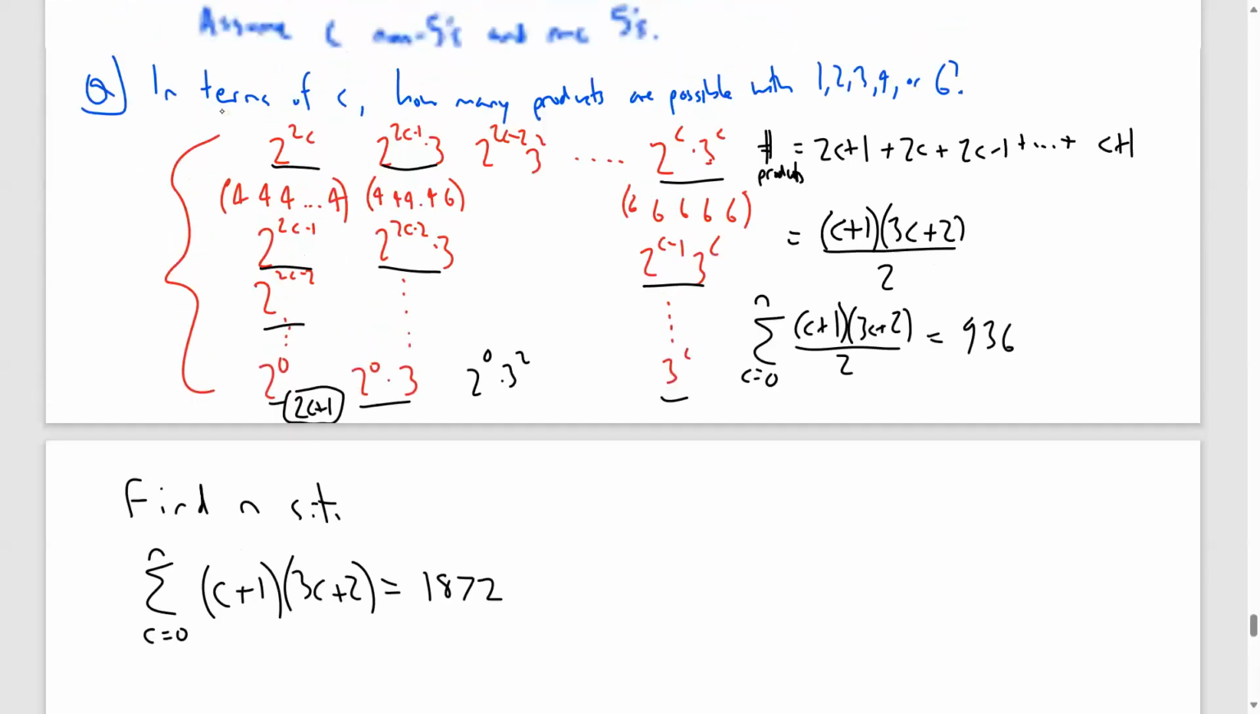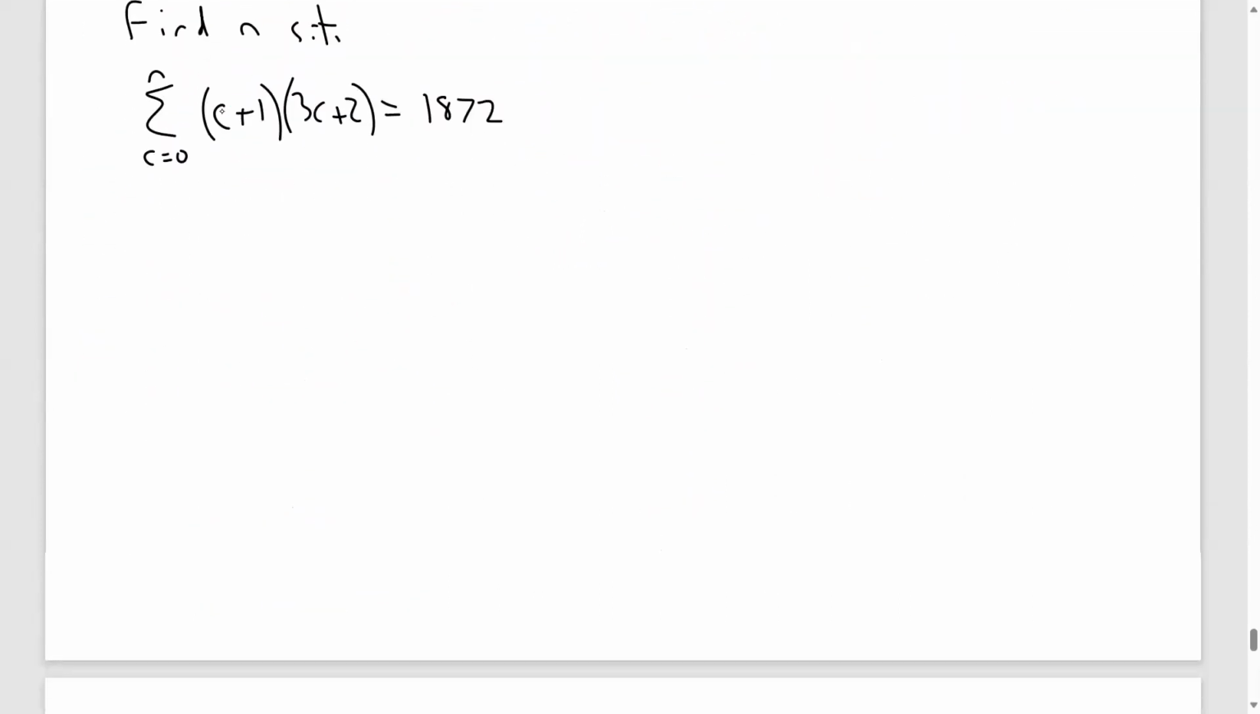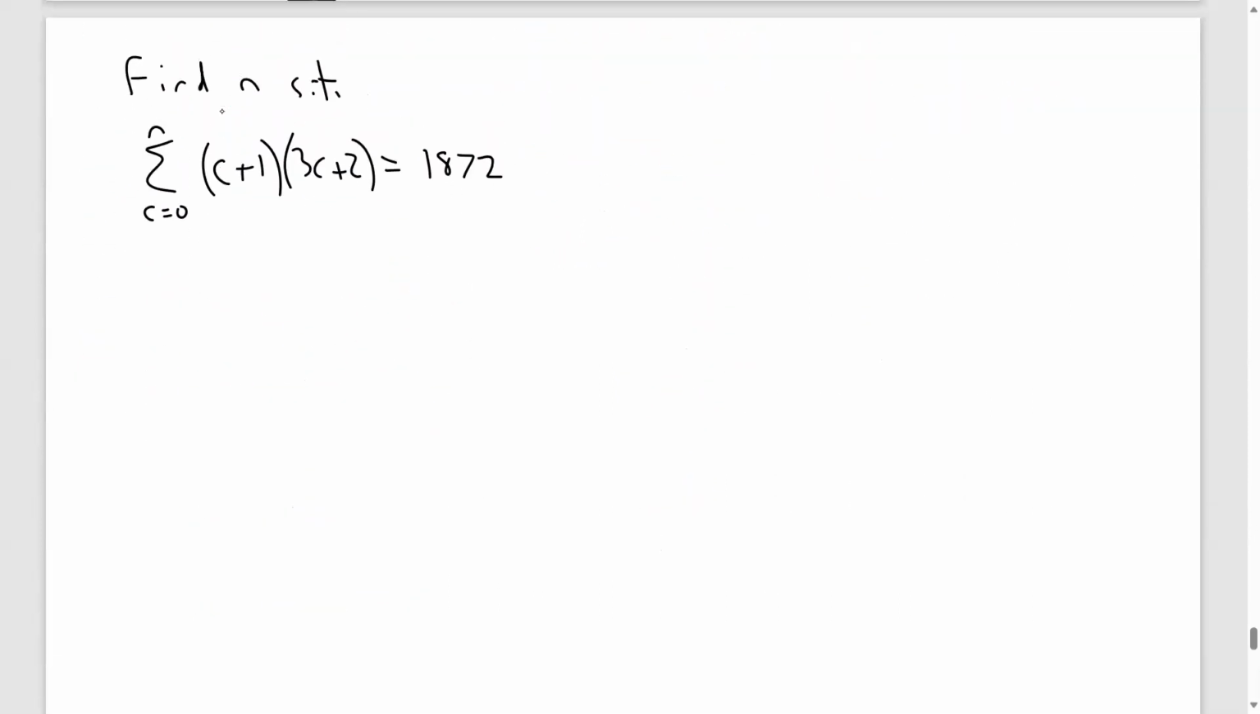Now let's look at the answer choices. We can actually just guess and check at this point, starting with the middle answer choice. If n equals 9, the sum from 0 to 9 of (C plus 1)(3C plus 2), I'm going to skip the computation, but you can check that this is equal to 1100, which is less than 1872. So n has to be greater than 9.